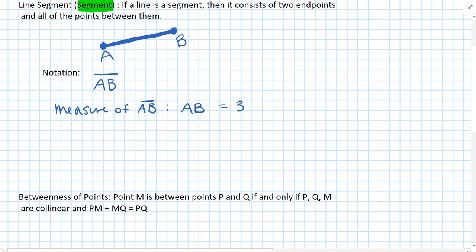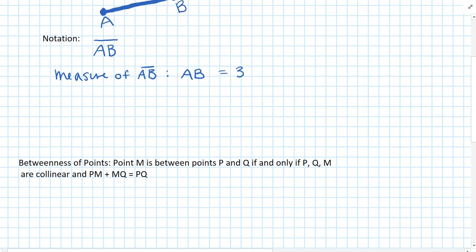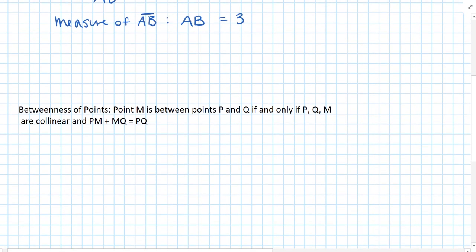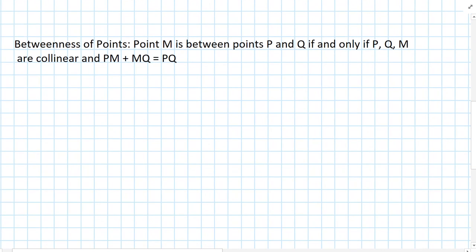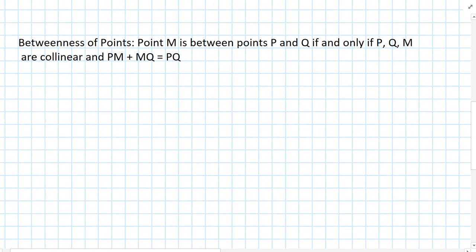So now we're going to talk about betweenness of points. I think the importance about this definition is really focusing on what it means to be between when we're talking about segments. So this definition says point M is between points P and Q if and only if P, Q, and M are collinear and PM plus MQ is equal to PQ. So let's break this down.